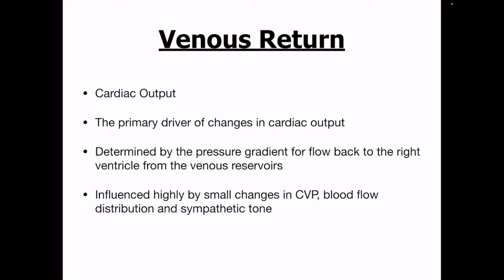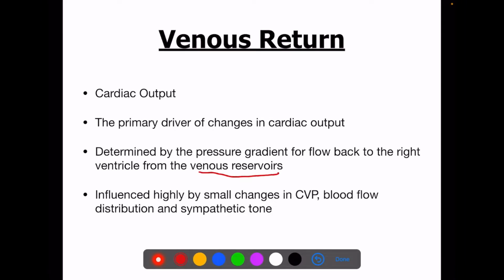The venous return is determined by the pressure gradient for the flow to the right ventricle from the venous reservoirs. So the pressure at the venous reservoirs is higher than the right ventricular pressure. This pressure gradient determines the amount of venous return that is coming back. It is highly influenced by small changes in CVP, blood flow distribution, and sympathetic tone. So coming first to Starling's approach.